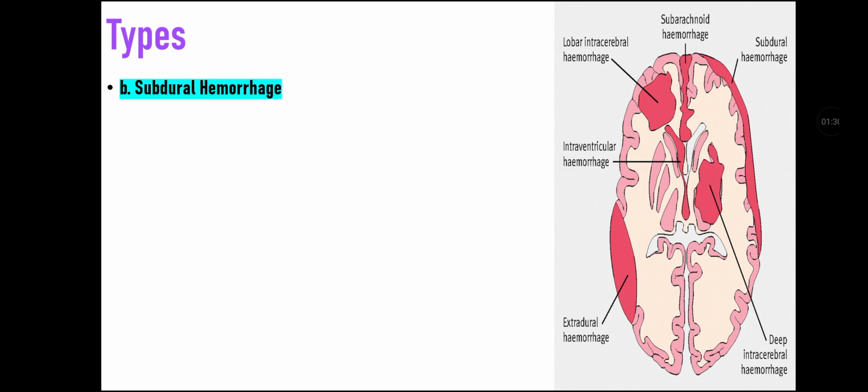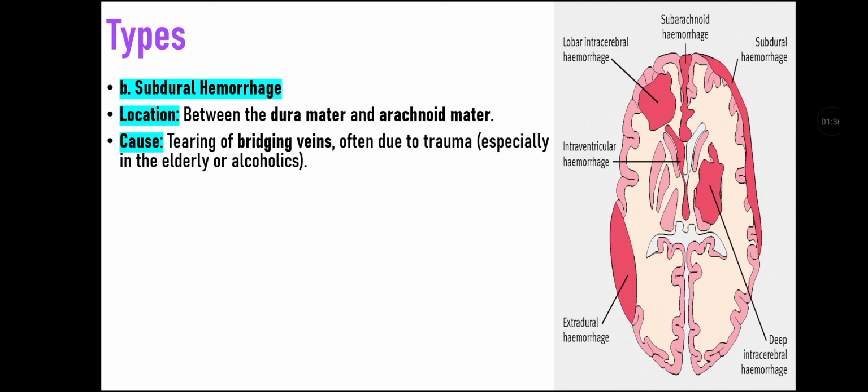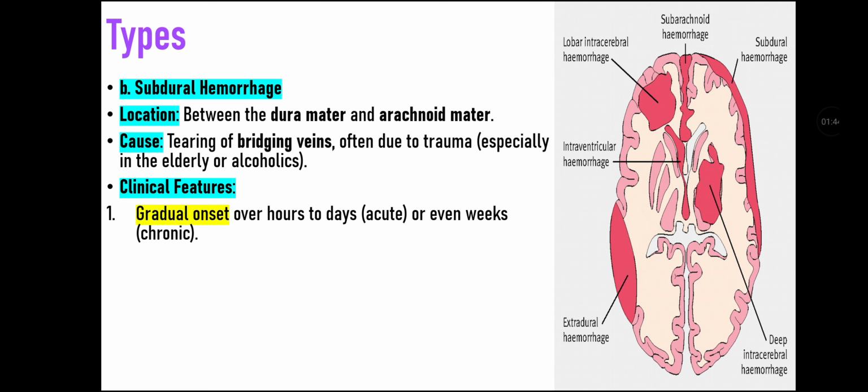The second type is subdural hemorrhage. Location is between the dura mater and arachnoid mater. Causes are mostly tearing of bridging veins, often due to trauma, especially in the elderly or alcoholics. Clinical features include gradual onset over hours to days or even weeks. That is the chronic form of subdural hemorrhage.